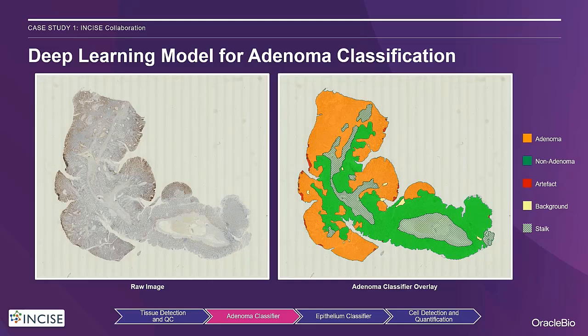So in orange, we have the adenoma. In green, the non-adenoma or healthy tissue. Then we have a bit of red, which are the artifacts. And I see there is a bit of tissue folds and some stain deposits as well towards the edge of the sample. And also glass is detected. And as I mentioned, the stalk is the green hatched area here, which is removed and not used for any subsequent analysis.